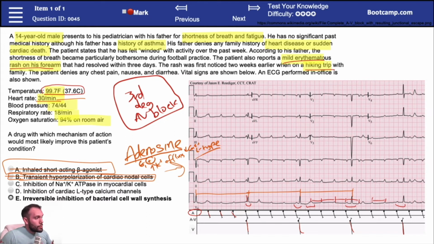All right, let's do option C here. Inhibition of sodium-potassium ATPase in myocardial cells. What does this? This is going to be digoxin, right? Digoxin is going to do this. It's going to inhibit the sodium-potassium ATPase. You're going to get a buildup of sodium. That buildup of sodium is going to get exchanged for calcium.